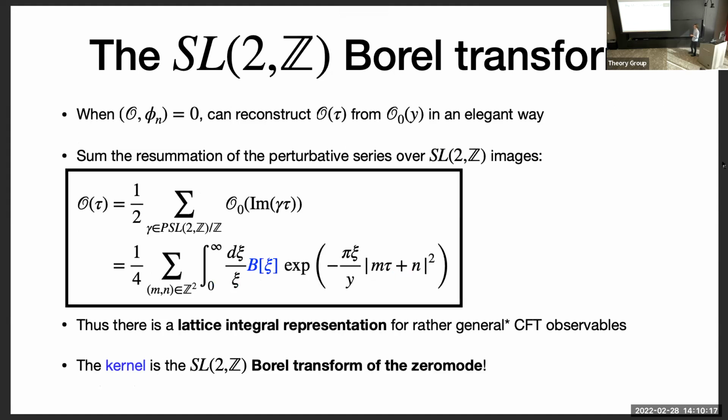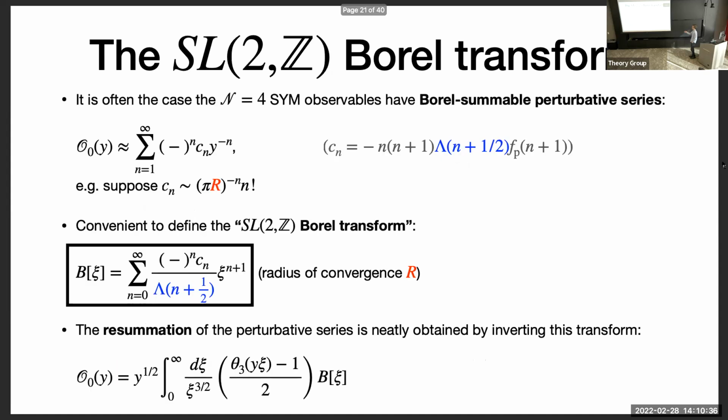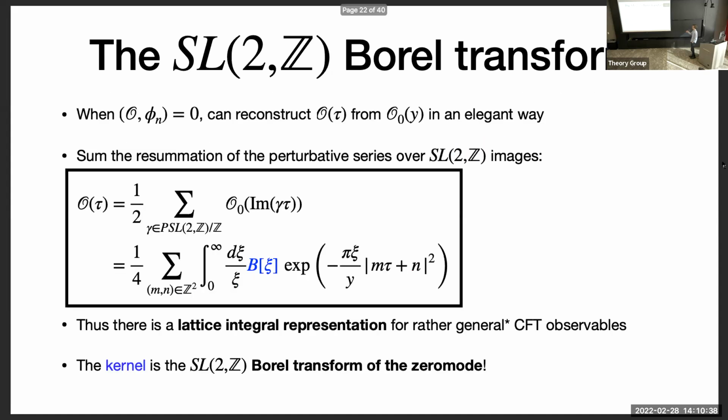This is nice because it lets us make contact with the D'Hoker, Green, and Wen presentation of the integrated correlator G_n. Remember that when the cusp form overlap vanishes, you can reconstruct O from its zero mode in an elegant way. One way to do that is to sum the resummation of the perturbative series, which I wrote down over here, over SL(2,Z) images. And what you get is the following.